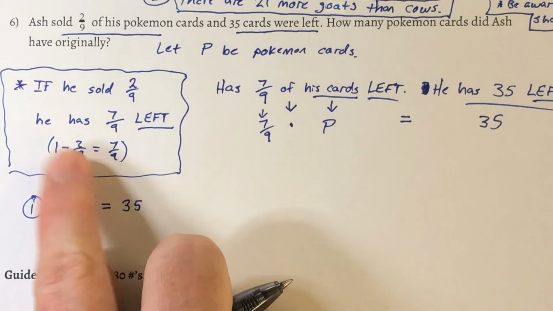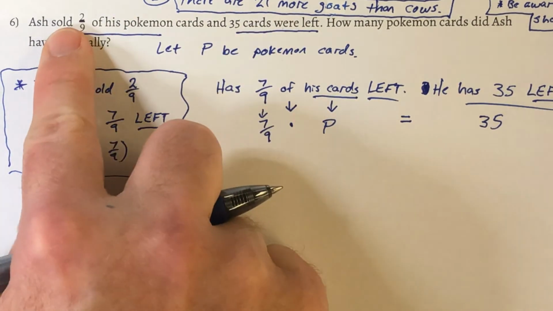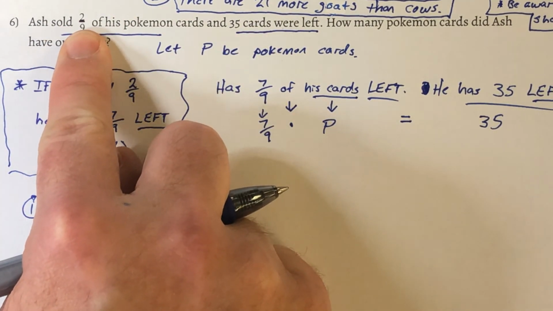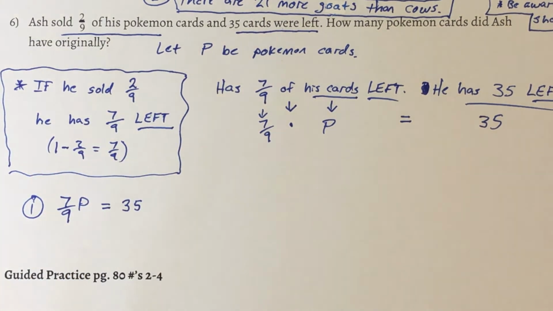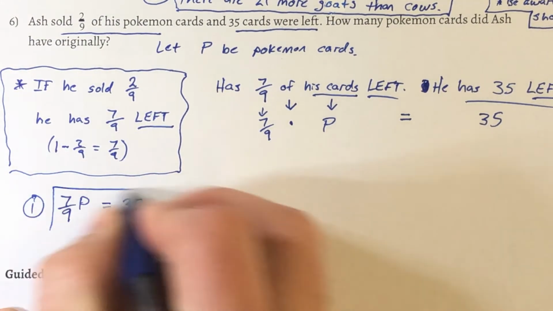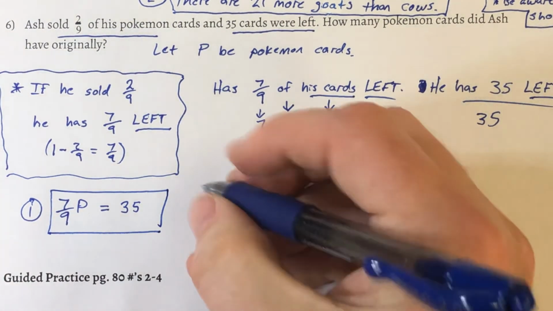Technically, that is going to be right there. You have to realize that if he's got 35 cards left and he sells 2/9 of his cards, he's got one whole set, take away the 2/9, that's what he's got left. Okay, so that's our first answer. Let's box it and leave it alone. Let's solve for P, the number of Pokemon cards.